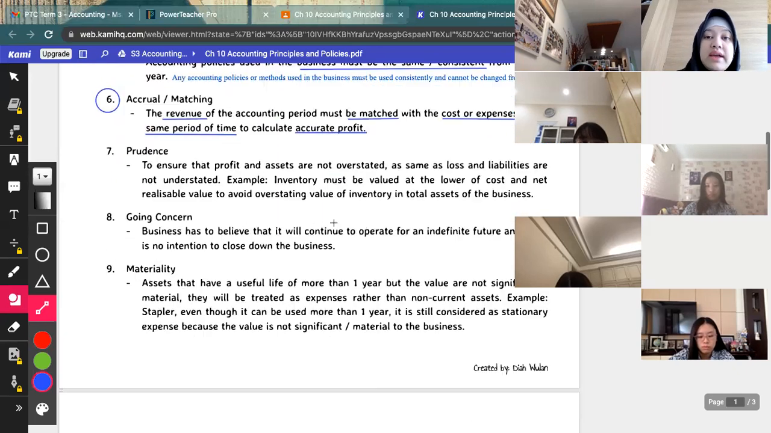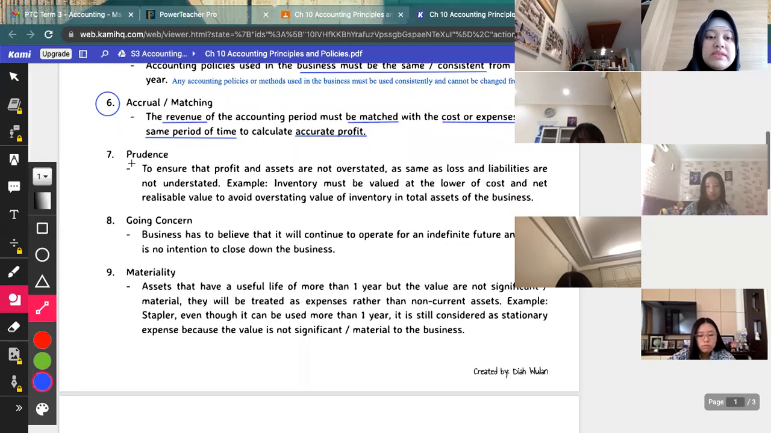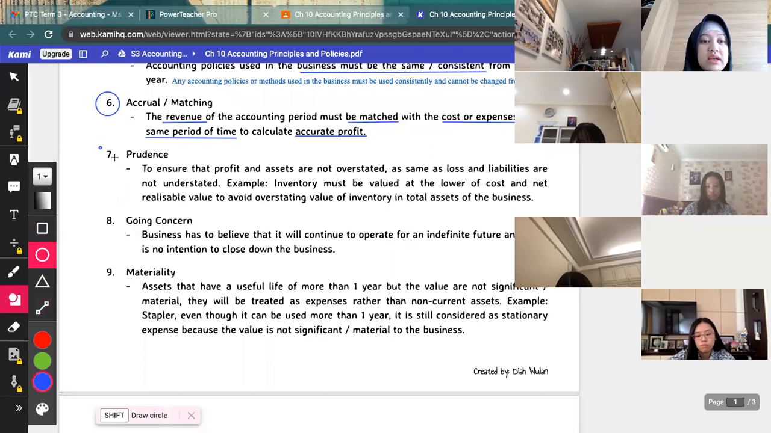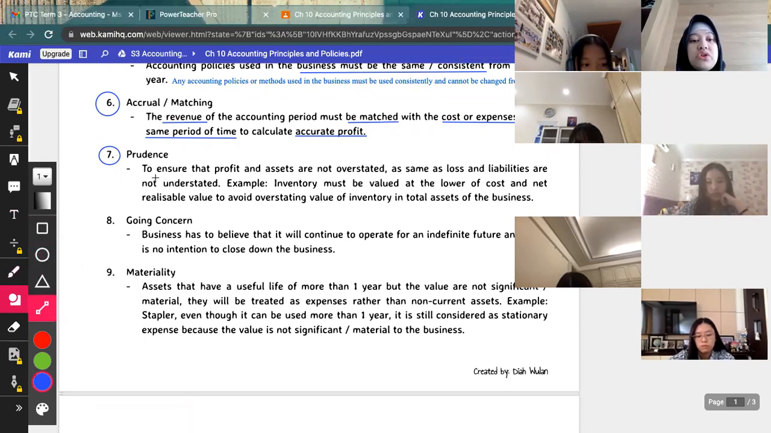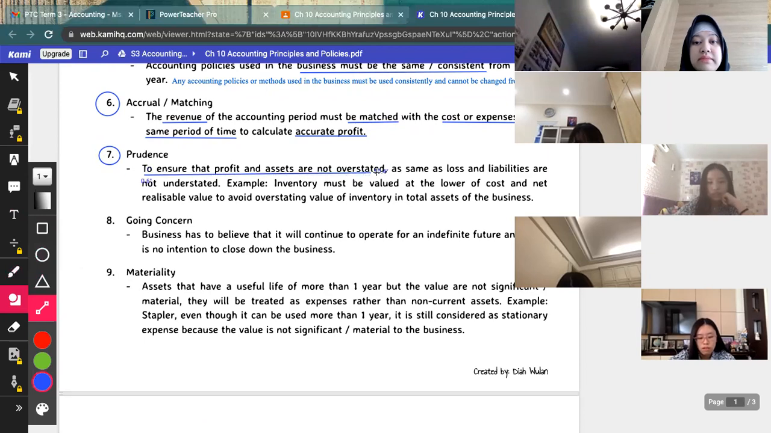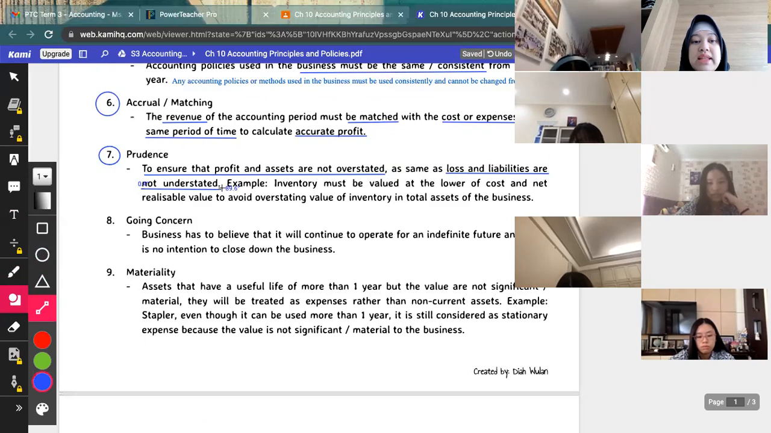Okay, next, yeah, prudence. Prudence is also one of the accounting principles that always occur. What is actually prudence? Prudence is to ensure that profit and assets are not overstated, as well as loss and liabilities are not understated. Now, in reality, a lot of companies and businesses try to make the assets and profit look bigger than they're supposed to, and loss and liability look lower than they're supposed to. Okay, in reality, it happens.